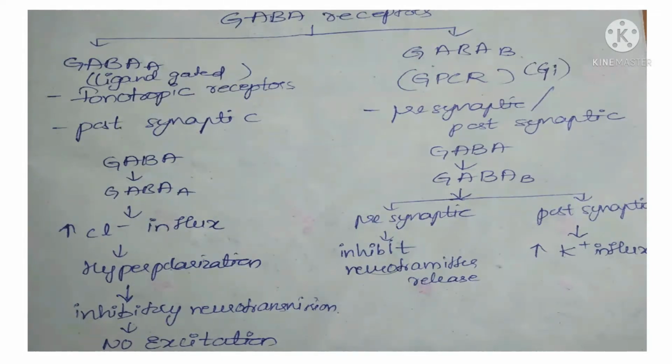When GABA acts on GABA A, it results in influx of chloride ions and there is hyperpolarization, which leads to inhibitory neurotransmission and there is no excitation. If we come to GABA B, it is Gi coupled. Gi means it inhibits the adenyl cyclase enzyme, and then there is no production of cyclic AMP. When GABA acts on the GABA B receptor, there is an influx of potassium in the postsynaptic neuron, whereas in the presynaptic neuron, there is inhibition of neurotransmitter release.